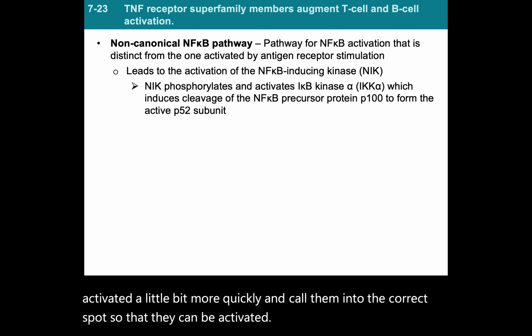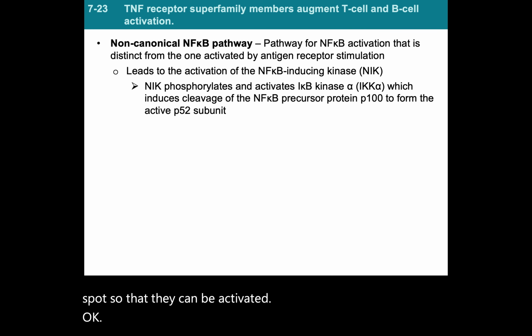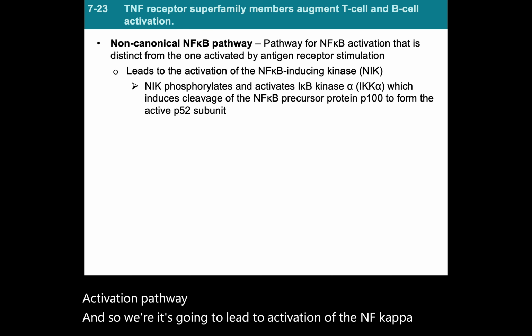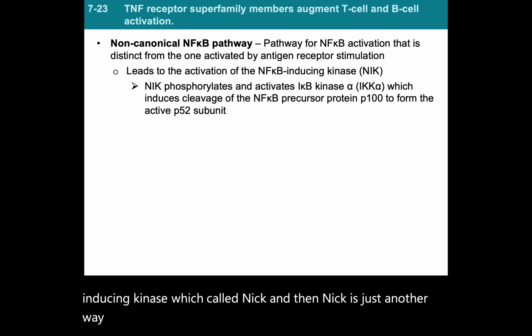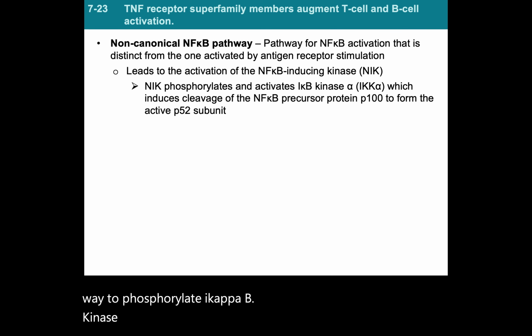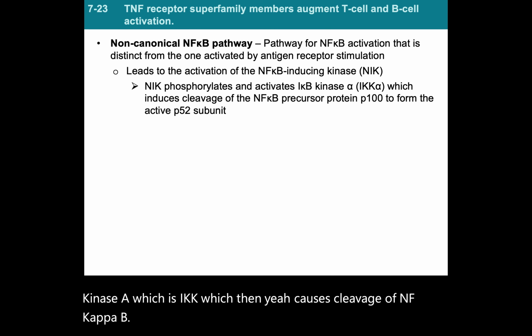Okay. Naturally, because why not? There is a non-canonical, like a weird, NF-kappa B activation pathway. And so it's going to lead to activation of the NF-kappa B inducing kinase, which is called NIK, and then NIK is just another way to phosphorylate I-kappa B kinase A, which is IKK, which then causes cleavage of NF-kappa B, and it becomes active.